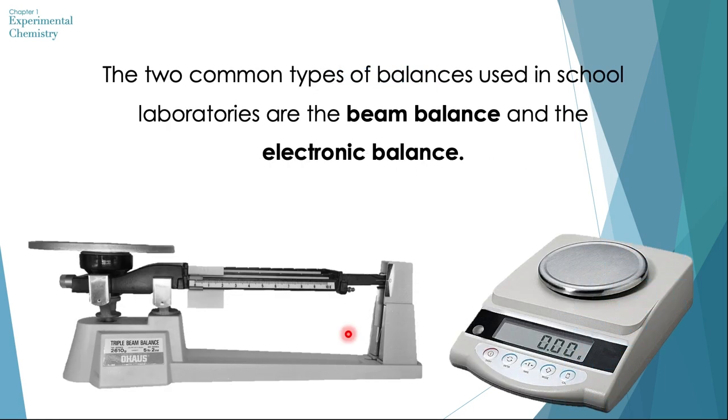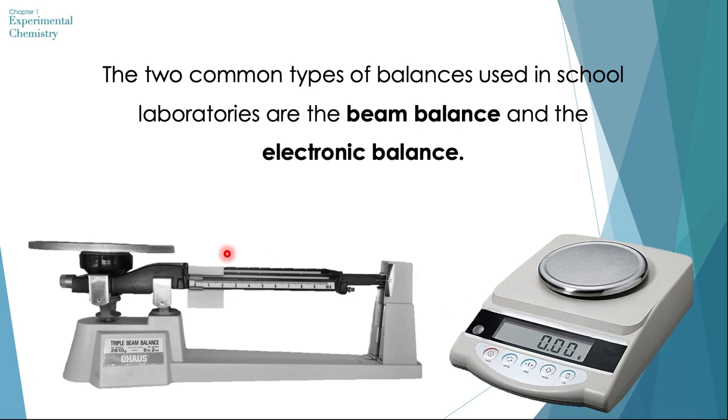The two common types of balances we use to measure mass in school laboratories are the beam balance and the electronic balance. These electronic balances are now usually in our homes as well to measure different ingredients. For example, when we're baking a cake, if the recipe is given in grams, kilograms, and so on, the units of mass, then we use a weighing scale or electronic balance, because in cakes and such recipes we need to be very accurate. That is why we use the balances. They are the most accurate, even more accurate than the measuring cups we use to measure ingredients.